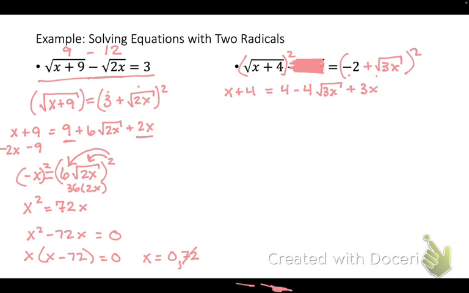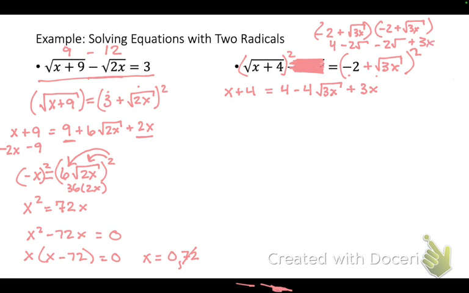If I FOIL it all out, right? You all know how to FOIL that out. I just didn't show you. So it'd be -2 plus square root of 3x times -2 plus the square root of 3x. So you get 4 minus 2 square root minus 2 square root plus 3x.